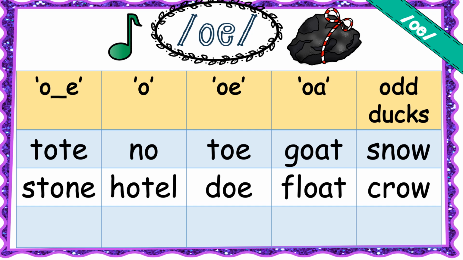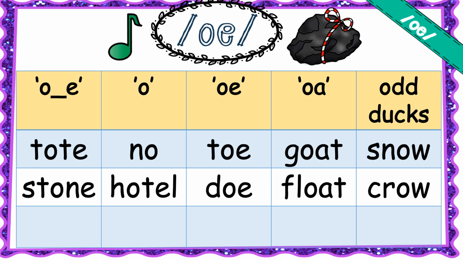Now you've got the next way. O alone sometimes can say O. So O usually says ah in a word, but here, this is one of those special circumstances where O is going to say its name. It's going to have the long vowel, like in no and hotel.